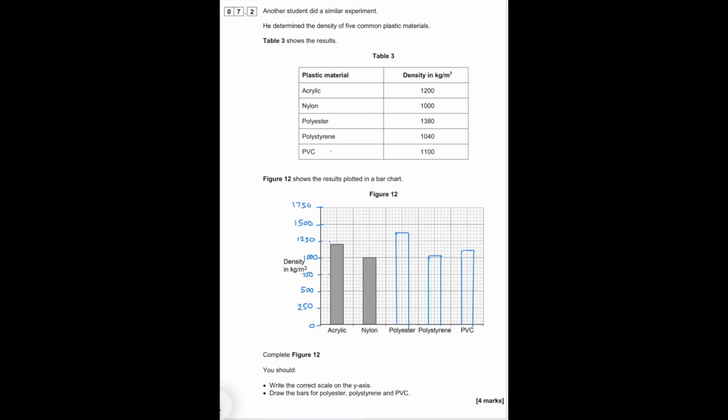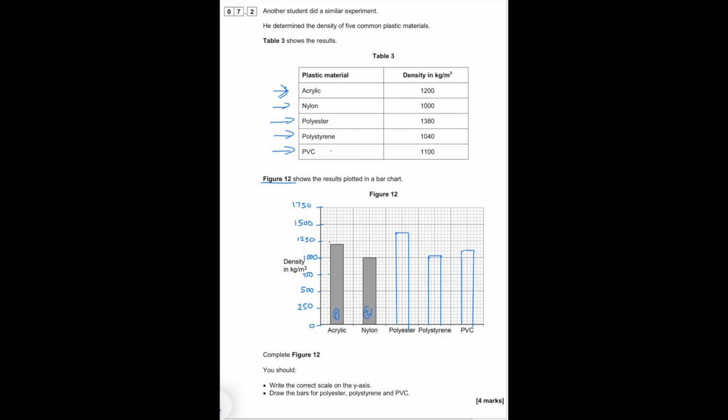Okay, another student did a similar experiment. He determined the density of 5 common plastics. So we've got acrylic, nylon, polyester, polystyrene, and PVC. And we've got figure 12, which shows the results plotted on a bar graph. So these were the two that were given.